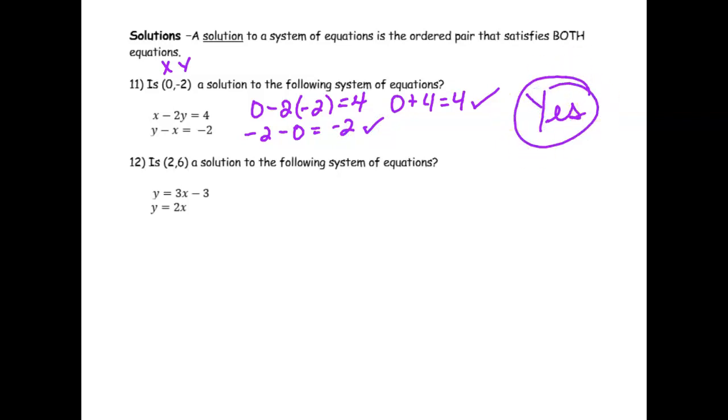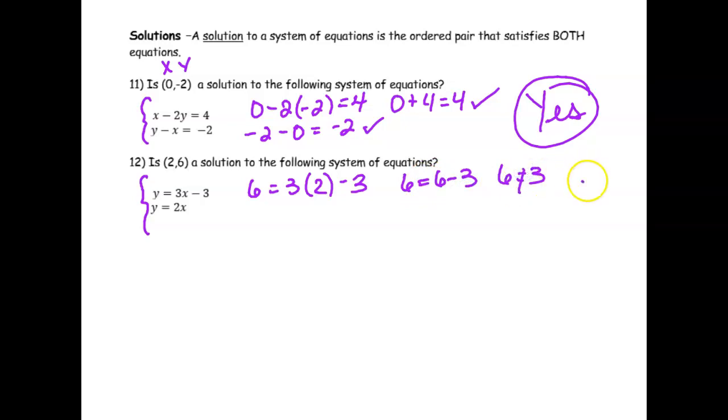Okay, number 12, is 2, 6 a solution to the following systems? And remember, you can actually see systems with the little brackets like that. Don't let that mess you up if you ever see it. It means the same thing. You're just looking at the two equations. All right, so for y is 6, equals 3 times 2 minus 3. Okay, when we do that, we've got 6 equals 6 minus 3. Does 6 equal 3? No. So it's not equal to 3, so that would be a no.